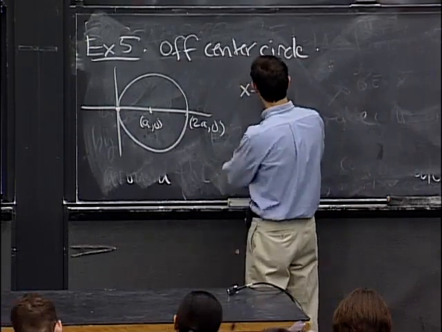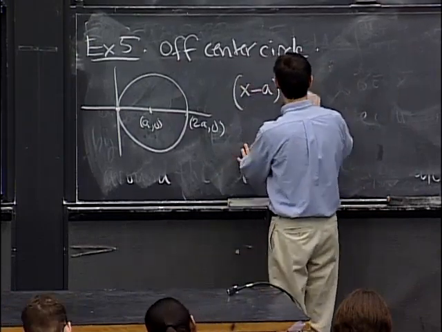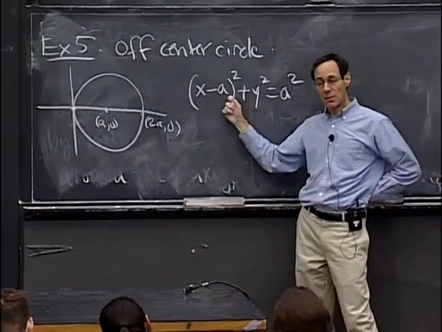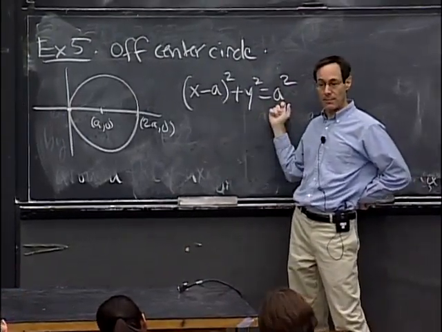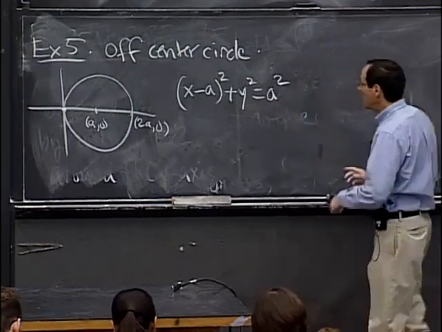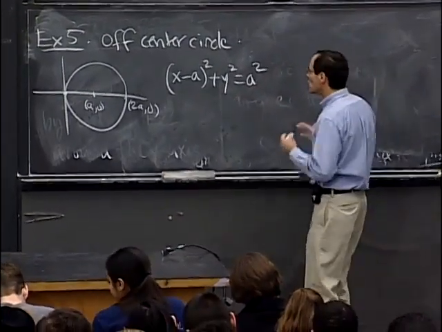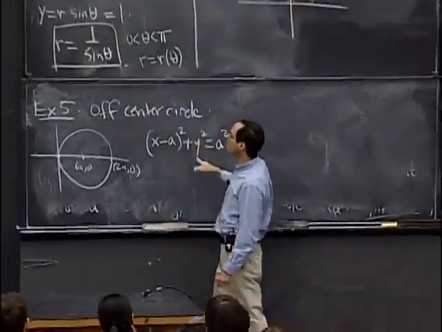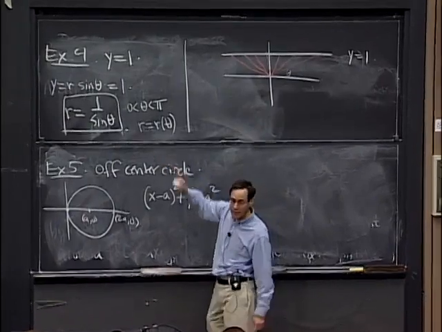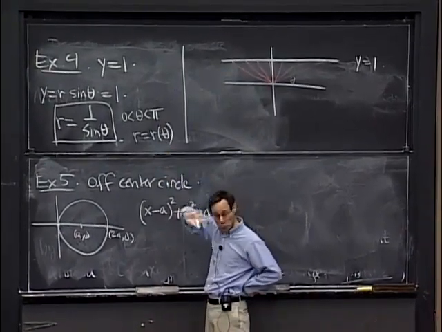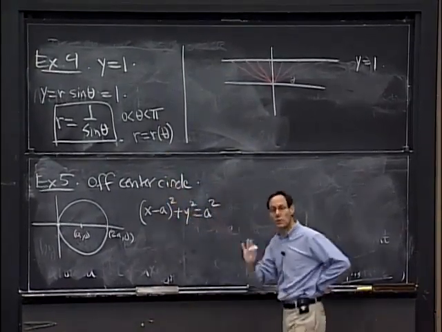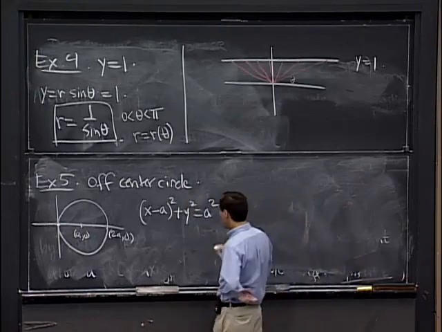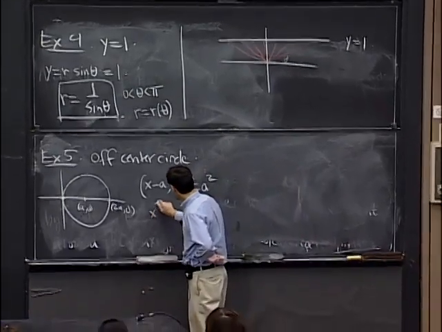The rectangular representation is (x minus a) squared plus y squared is equal to a squared. So this is a circle centered at (a, 0) of radius a. Now, the slow way of doing this would be to plug in x equals r cosine theta, y equals r sine theta, the way I did in this first step. And that works perfectly well. But I'm going to do it more quickly than that because I can sort of see in advance how it's going to work. I'm just going to expand this out.